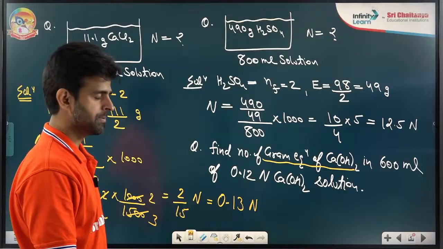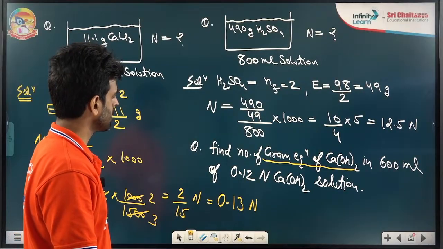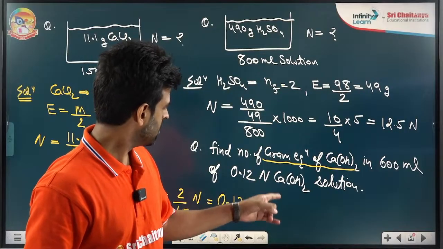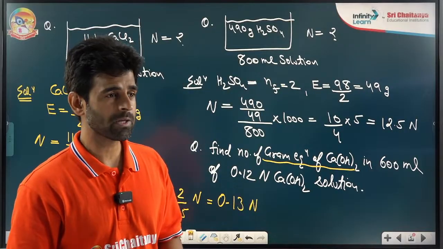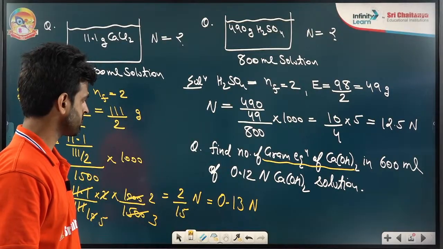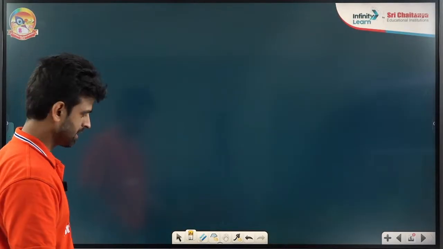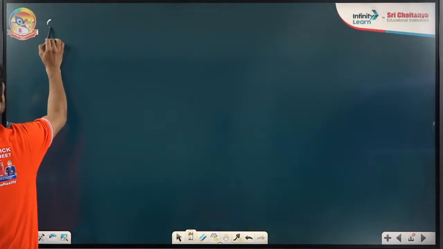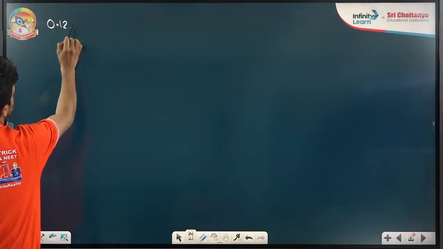Okay, next one. So the number of gram equivalents is what we are finding here. Volume is given and normality is given, so it's a very simple question. Yes, 0.06 is coming. The formula of normality is very clear. The value I gave is 0.12. What is the formula?